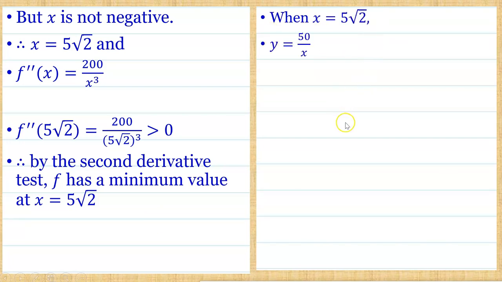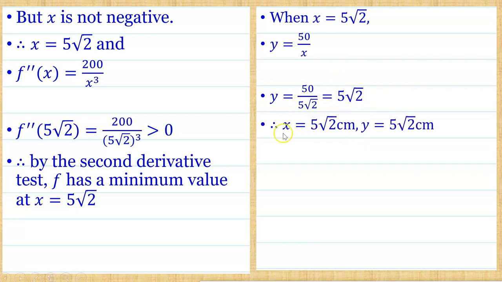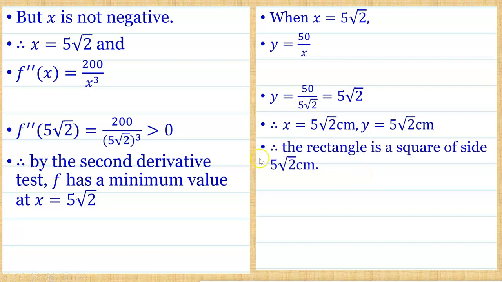We'll find out the value of y, that y is equal to 50 upon x, and here 50 upon 5 root 2. Simply, here we divide 50 by 5, and here you will get 10 upon root 2. Again we will multiply numerator and denominator by root 2, that is 10 root 2 upon root 2 into root 2, that is 2, and overall 10 root 2 upon 2, that is you will get y is equal to 5 root 2, and therefore x is equal to 5 root 2 centimeter and y is equal to 5 root 2 centimeter, and therefore the rectangle is a square of side 5 root 2 centimeter.